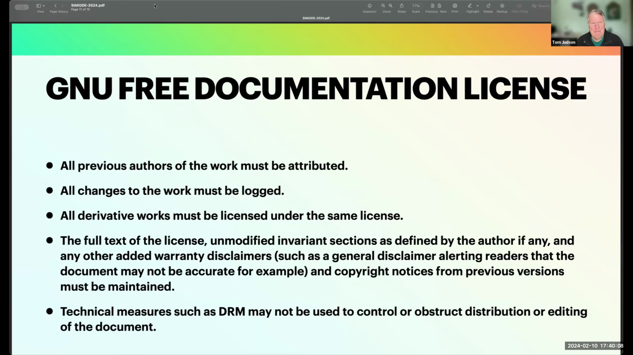So the GNU Free Document License is one possible license. It basically says that all previous authors must be attributed, any changes in the work have to be logged, and you can't use technical measures such as DRM to control or obstruct distribution and so on.